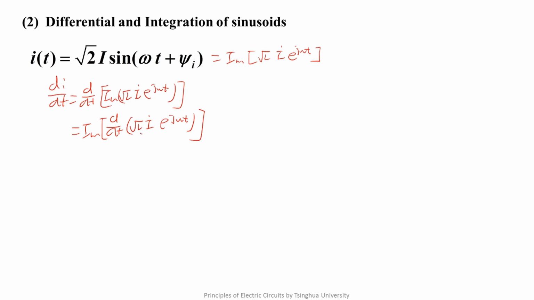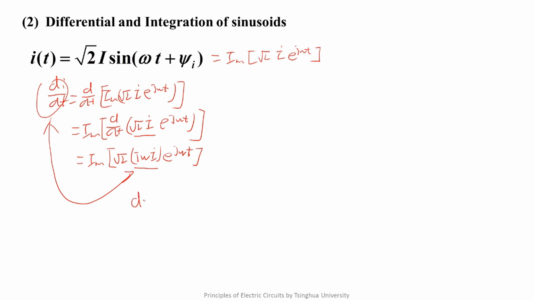And the square root of 2 times I is a constant. Thus, we can make a differential only on e to the power of j omega t. Maybe you've noticed that j omega times I dot is the phasor to which di/dt corresponds. That means that to take the derivative of a sinusoid is to multiply the phasor I dot of the sinusoid by j omega. Next, we will draw the phasors of I and di/dt in the complex plane.